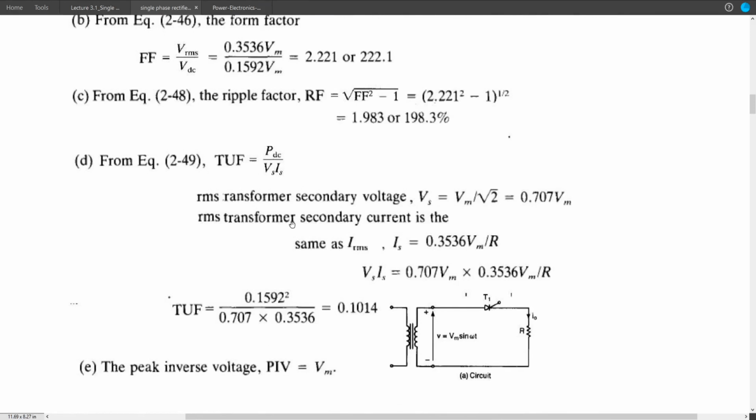So VSIS is the transformer secondary voltage and current. Since it is related to transformer, it will be an AC value, not DC value. In case of a current, this transformer secondary current is in series with the load current. So we can derive this secondary current as our load RMS current. But in case of a voltage, this voltage and this output voltage are not the same.